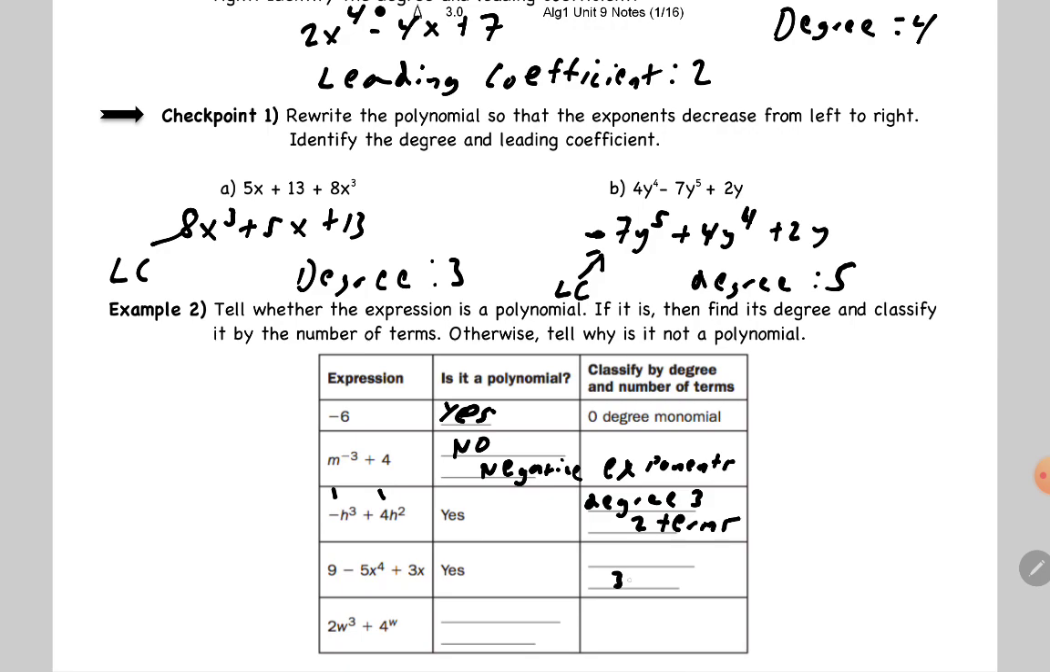This next one has 3 terms, because 9 is a term, negative 5x to the fourth is a term, and then 3x is another term. And then the degree is 4, the highest exponent. 2w cubed plus 4 to the w. So this is a no, because we're not allowed to have variables in the exponents.